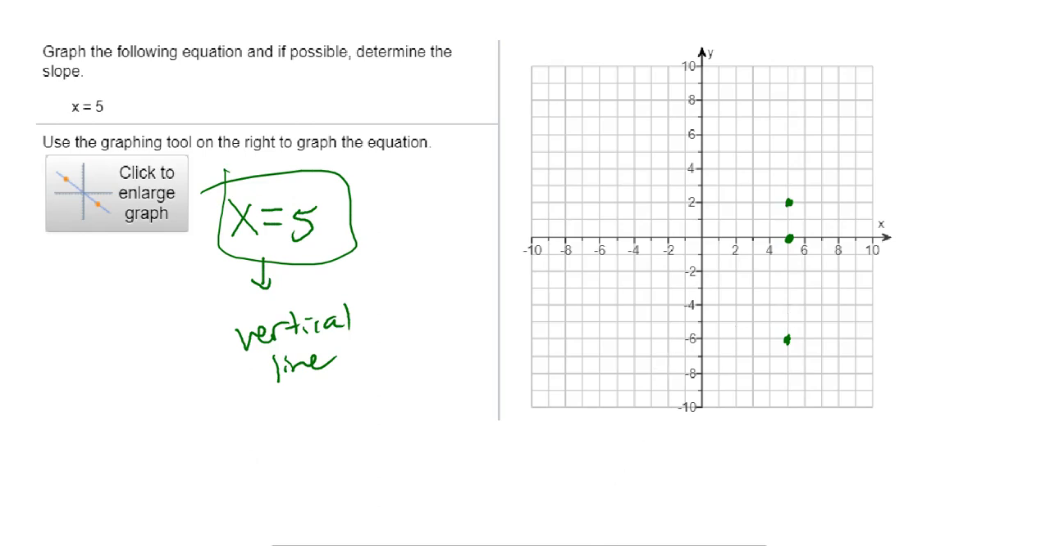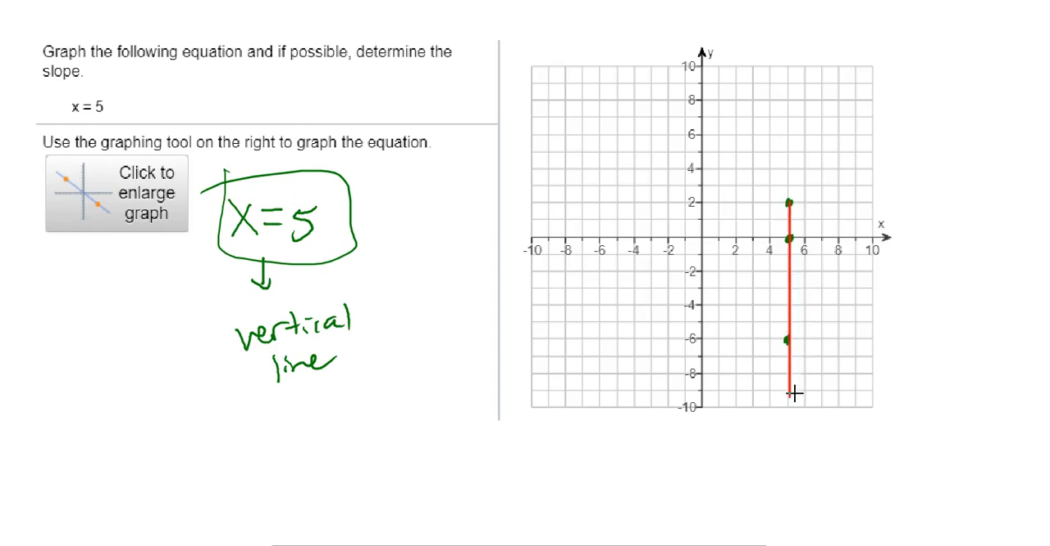So let's see if I can graph that. When you're doing this on Math Excel, you need 2 points to graph a line, as we talked about earlier. So you need to mark 2 points in order for Math Excel to draw the line for you. So you can start with 5 on the x-axis, but then you need to pick another point with an x-coordinate of 5 for Math Excel to draw the line for you.